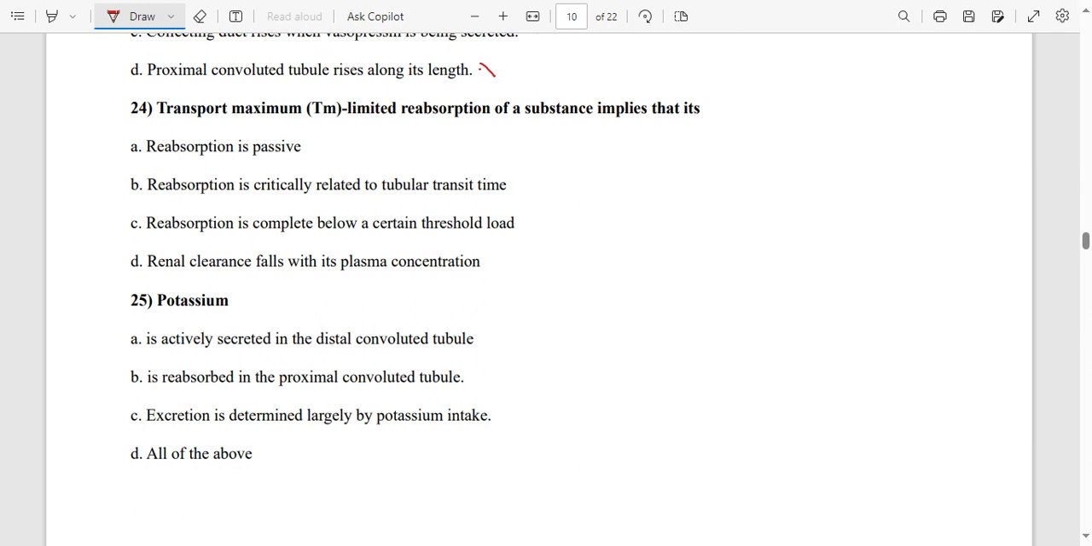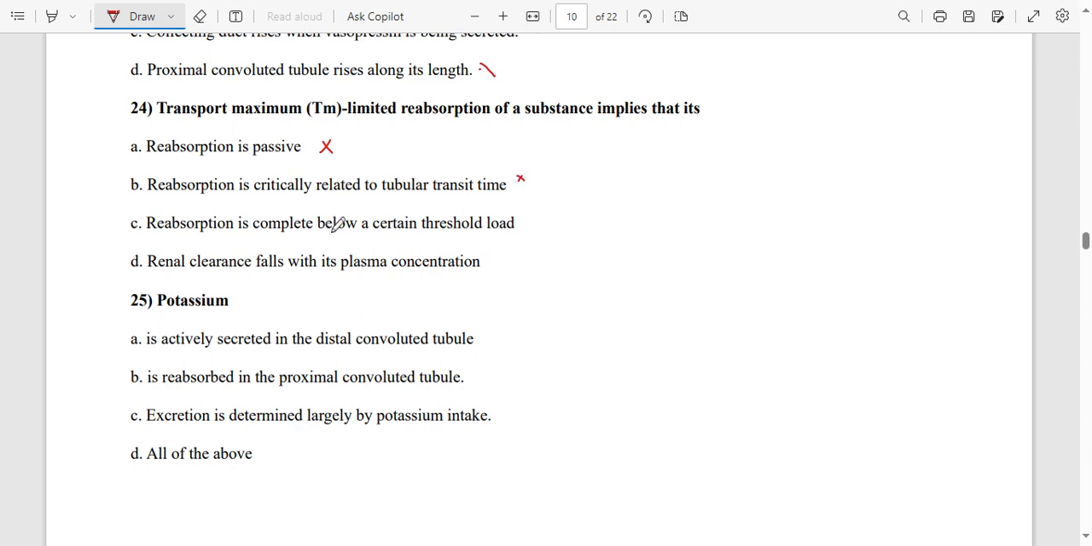Transport maximum limited reabsorption of a substance implies that, as we already said, transport maximum is a point where you can no longer increase the rate when you increase the concentration. Reabsorption is passive? About transport maximum, it means that reabsorption is not passive. It doesn't just happen like that. And then reabsorption is critically related to tubular transit time? Transport maximum does not talk about time. It relates reabsorption to concentration.